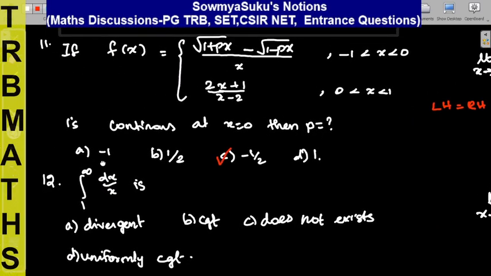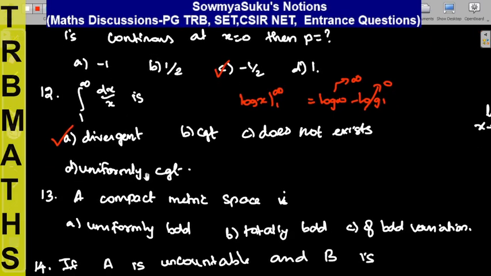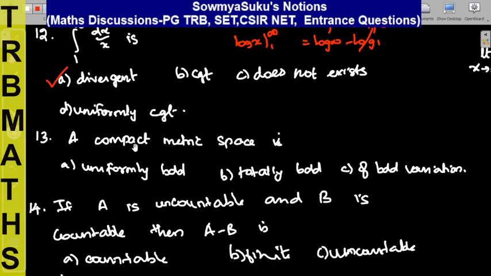Then 12th question, integral from 1 to infinity of dx by x. So the integral of dx by x is log x from the limit 1 to infinity, that is log infinity minus log 1. So we will get infinity, which is divergent. Then 13th question, a compact metric space is uniformly bounded, totally bounded, or of bounded variation. So compact is totally bounded.